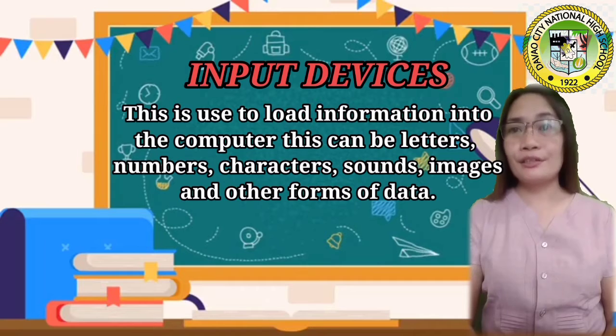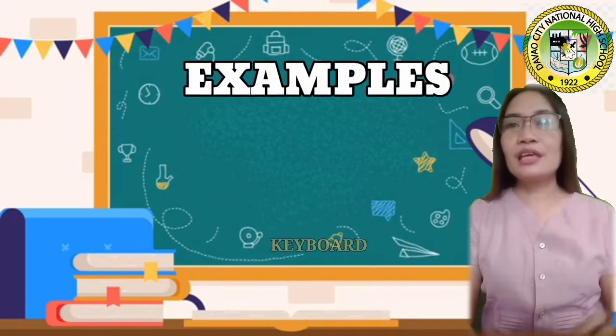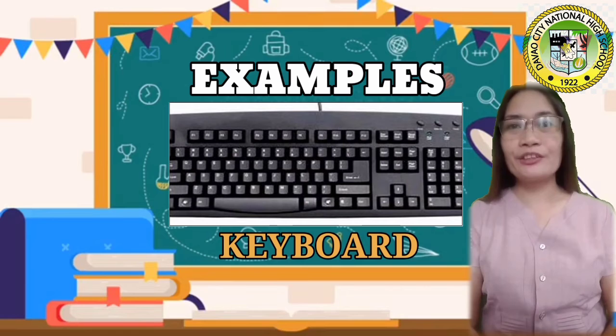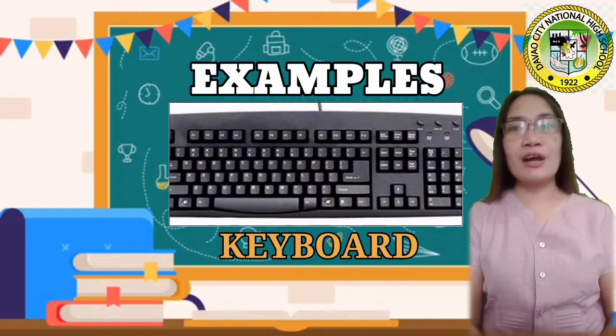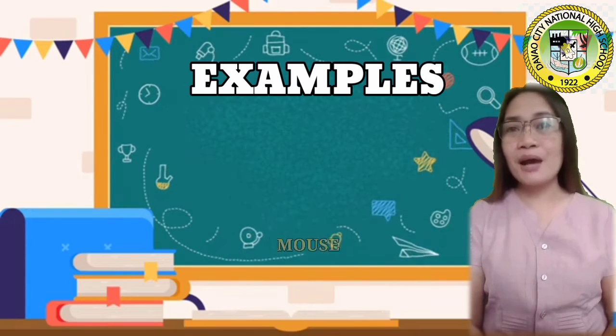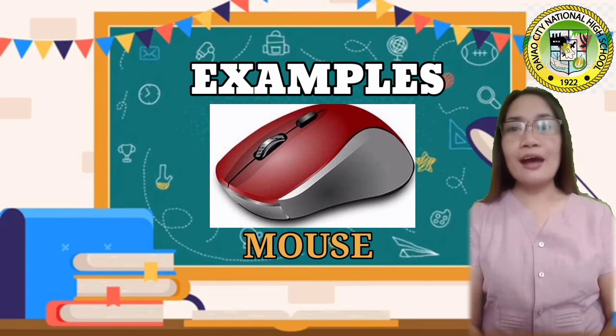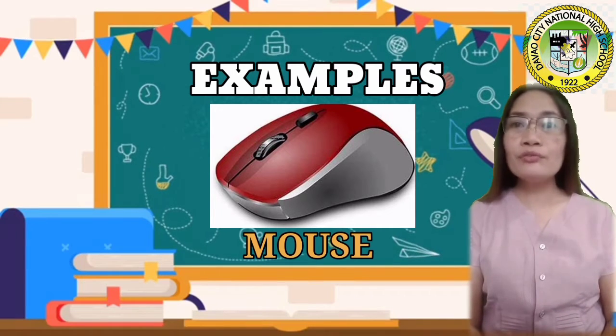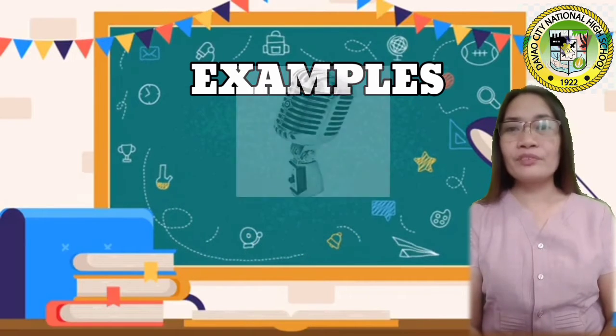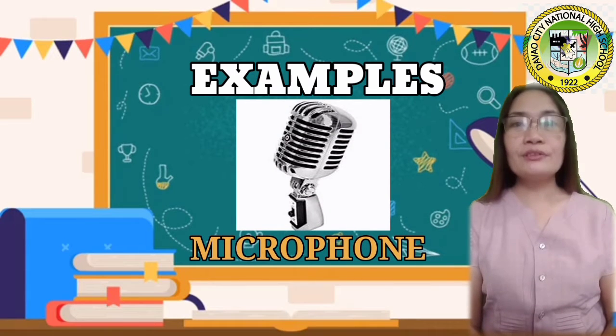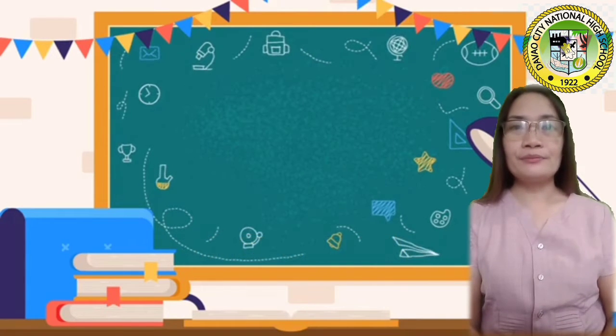This can be letters, numbers, characters, sounds, images, and other forms of data. Examples. Keyboard, which is similar to a typewriter, is used to input letters, sentences, numbers, and other special functions to the computer. Next is the mouse, a device that is operated using the hand, used to interact with the computer screen. When you move the mouse, a pointer on the screen also moves. Microphone is a device that is used to input audio into the computer.